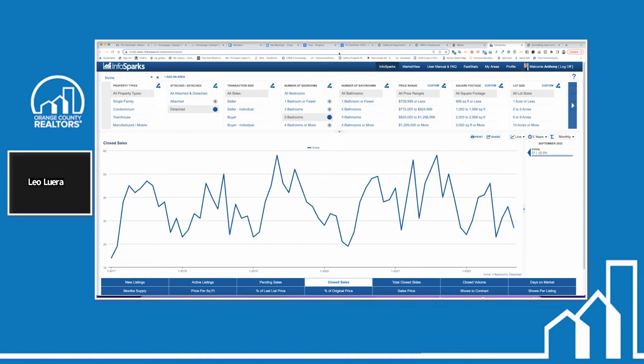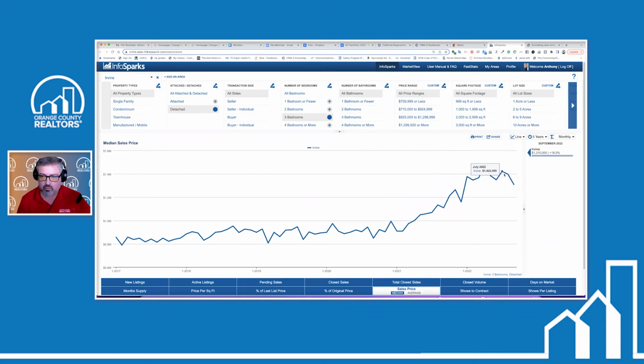And we have a question from Tina. She says, can I use InfoSparks to see the value of the property in the past year or back in 2017, 2018? Not a specific property, but you can show what properties were valued at. So if 3-bedroom detached properties were valued at 1.3 million in Irvine, that's the current median sales price value. And if I look back in the past, I can see what it was listed at or what their median sales prices were.